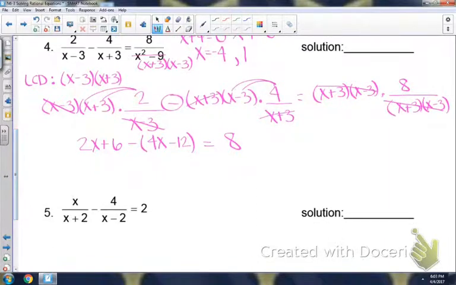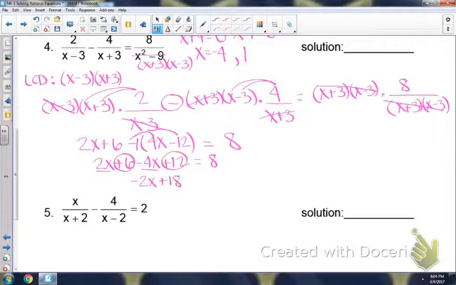Okay, so from here, make sure you distribute that subtraction. So 2x plus 6 minus 4x plus 12 equals 8. So notice we have a linear equation, so we need to combine like terms, and then we'll get x by itself. So combining your like terms, you have a negative 2x plus 18 equals 8. So subtract 18. We have negative 2x equals negative 10. So x would equal positive 5.